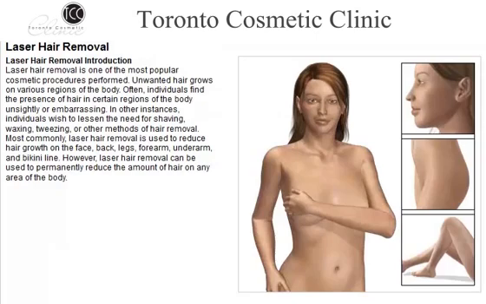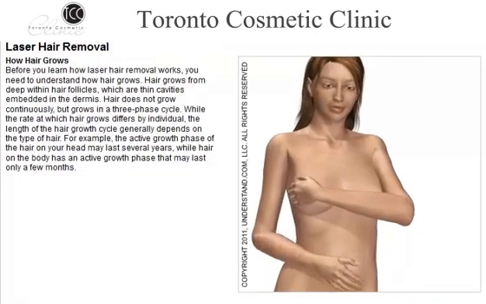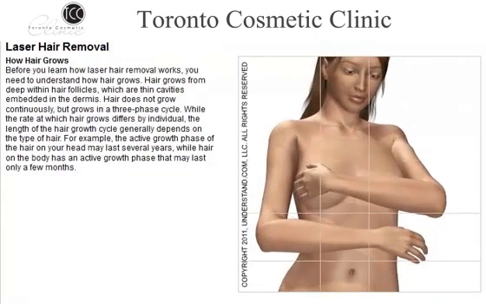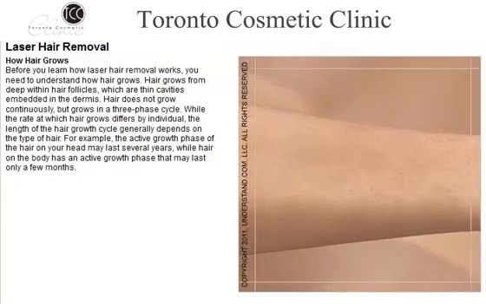Most commonly, laser hair removal is used to reduce hair growth on the face, back, legs, forearm, underarm, and bikini line. However, laser hair removal can be used to permanently reduce the amount of hair on any area of the body. Before you learn how laser hair removal works, you need to understand how hair grows.